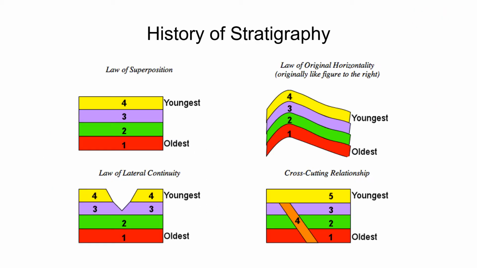And of course, our examples of Steno's principles of superposition, original horizontality, lateral continuity, and cross-cutting relationships. What's interesting about all these concepts is they're based on observations and deductive logic. There's no fancy equipment that goes into it. The law of superposition is based on observations of modern environments and then applying those to what we see in the geologic record. The same with cross-cutting relationships, continuity, and horizontality.